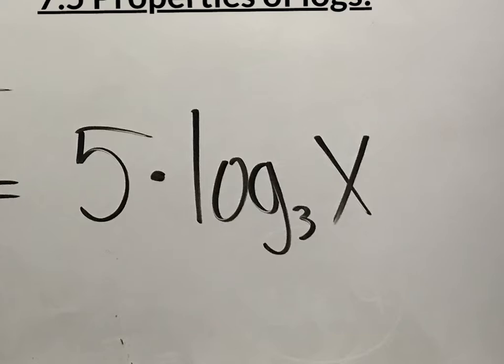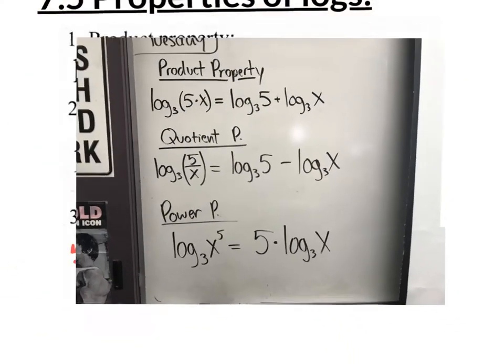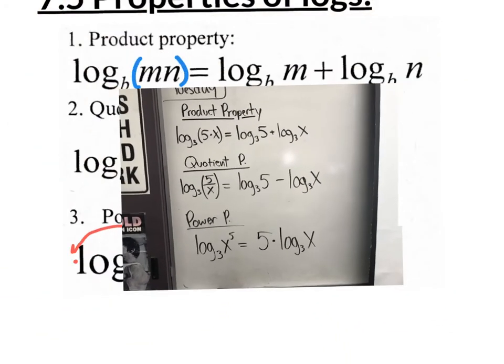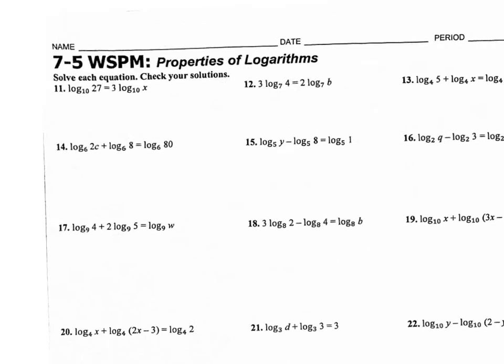So the properties are used to expand or to condense, right? And in reality, we're going to be using these condensing skills with these properties to be able to solve equations from our homework. Let's check out the homework. This was the worksheet, right? 7.5 WSPM.